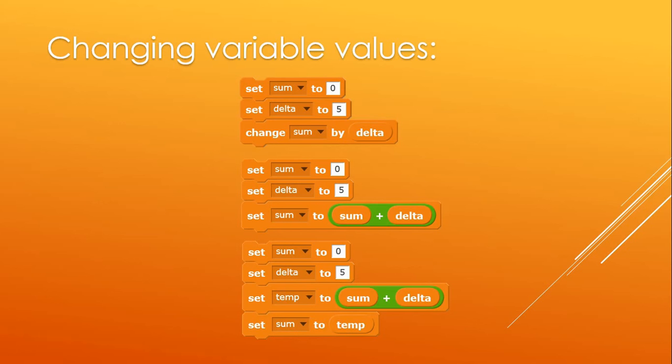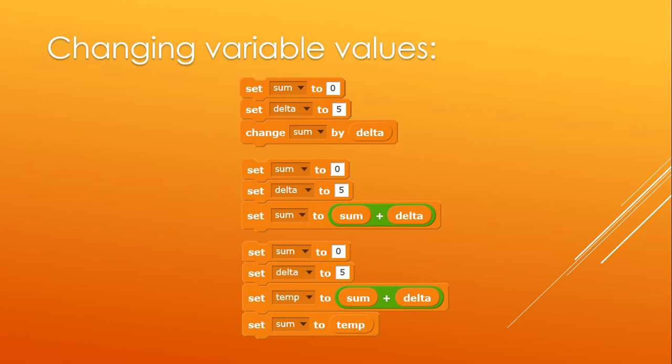The second one is pretty similar. You'll say set sum to 0, set delta to 5, and then you say set sum to sum plus delta. So in other words, set sum to 0, initially we had 0 plus 5, so sum would now be 5. This is the pattern most used, or you'll find most often in other programming languages. So you'd have to write it out. You'd say sum equals sum plus 5, so whatever the sum was, you would change it by that value 5.